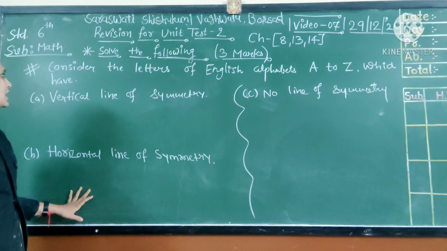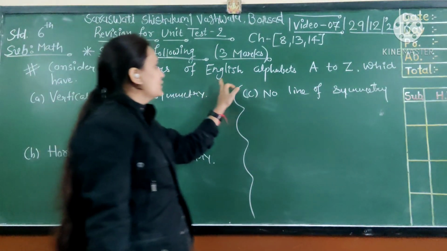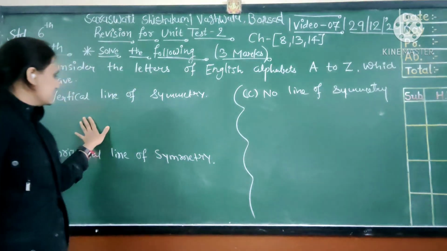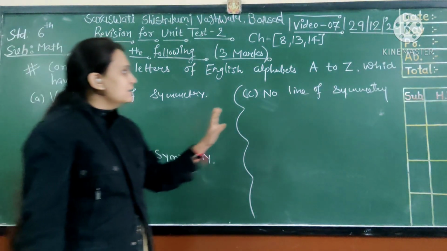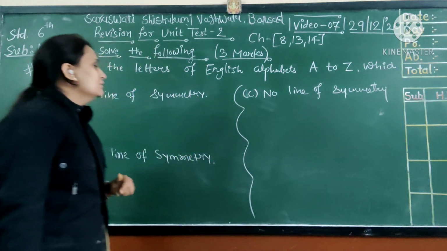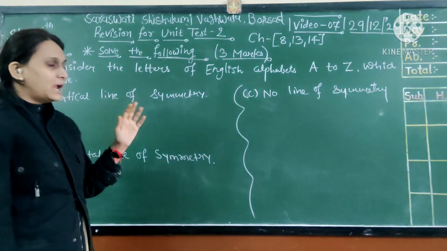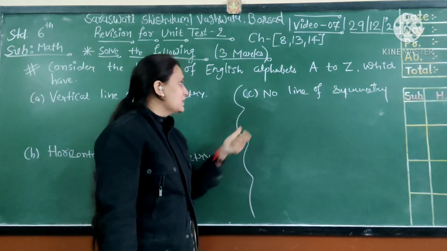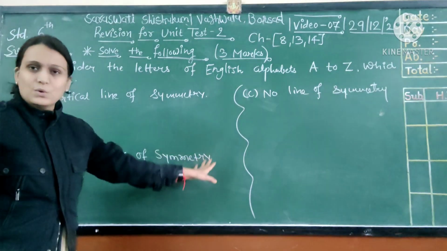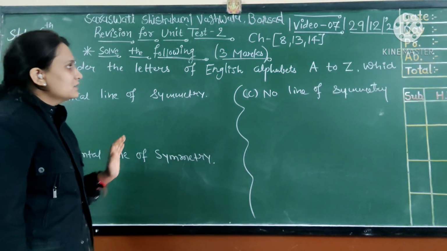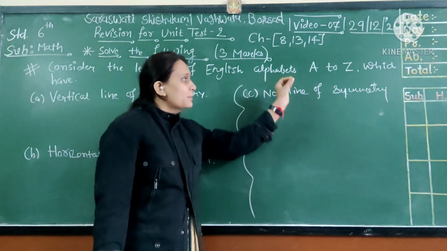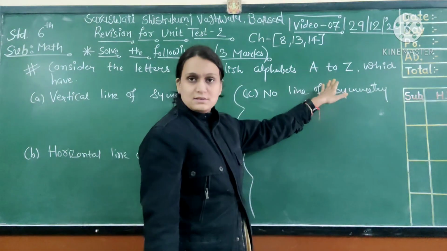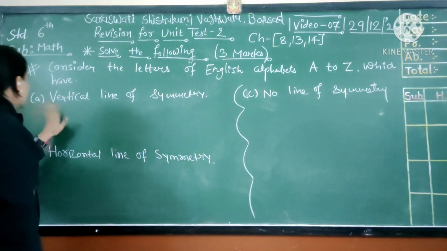In the next question it is given: consider the letters of the English alphabet from A to Z which have a vertical line of symmetry, a horizontal line of symmetry, and no line of symmetry. Here we have to take the English alphabet from A to Z and divide the letters into vertical, horizontal and no line of symmetry. Whenever we have the English alphabet from A to Z, we must use capital letters. So now let us start here.